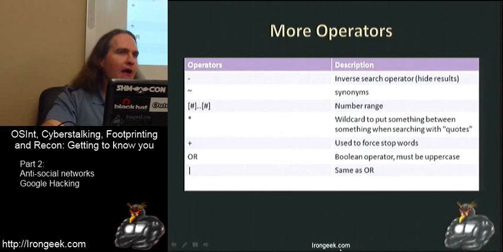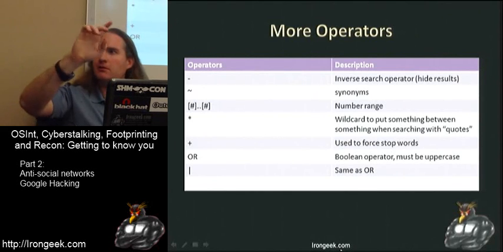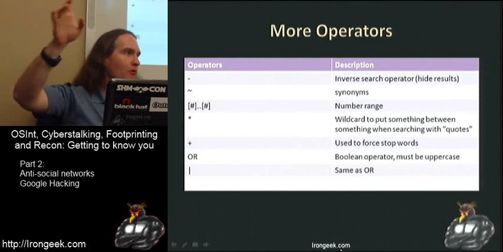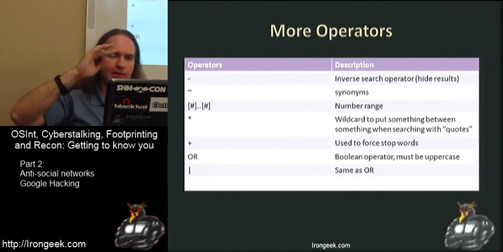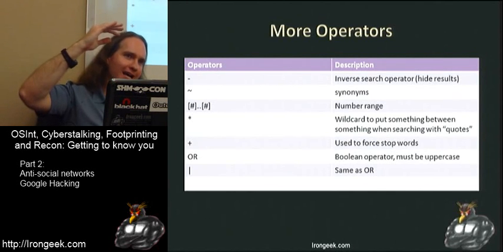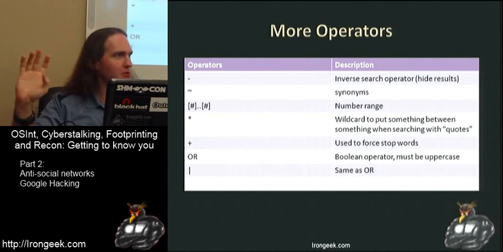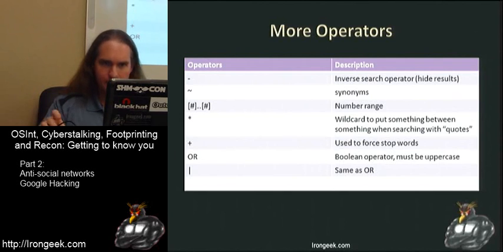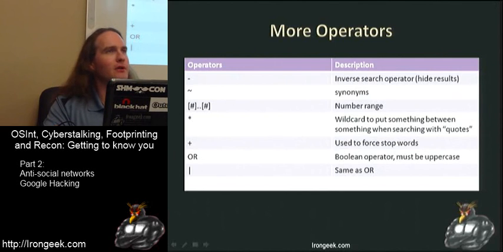If I want to get rid of Iron Geek as a result, I can just put -irongeek.com and it won't return any results from irongeek.com. That filters out a lot of crap. You can also do -irongeek.com -ISD podcast to get rid of multiple sources of noise that you don't want to see. The tilde gives you synonyms, like words like, I'm trying to think of some good examples. What's a synonym for thesaurus?